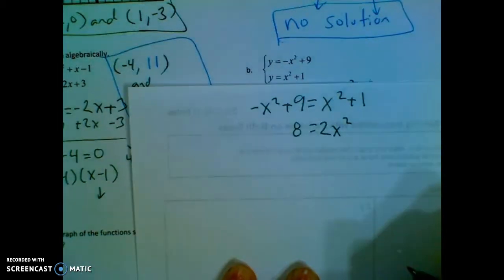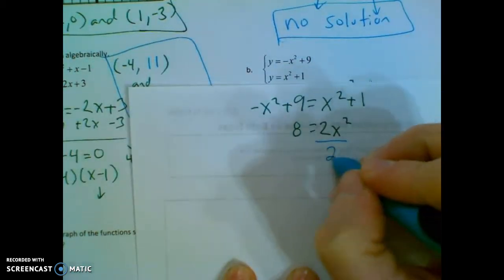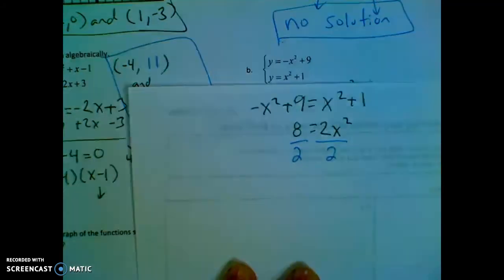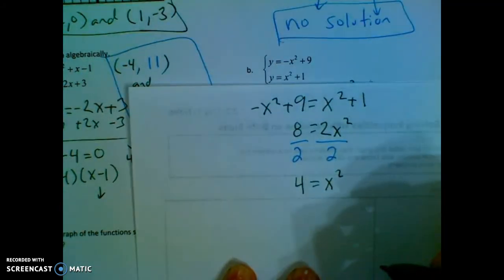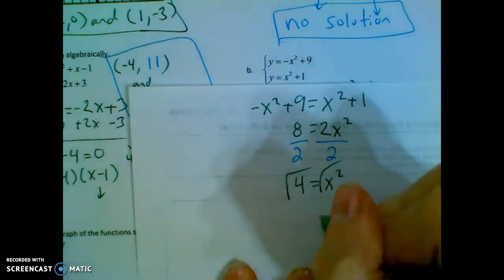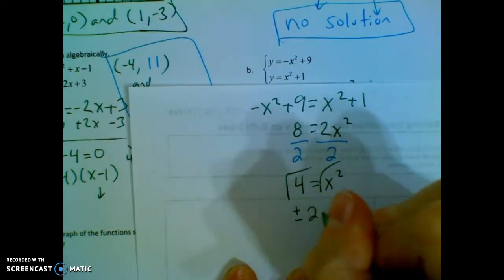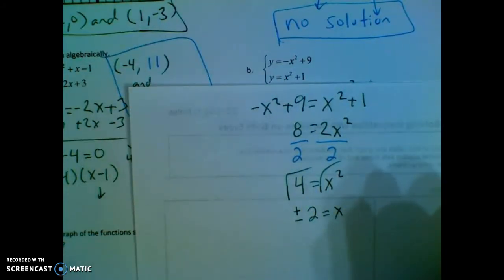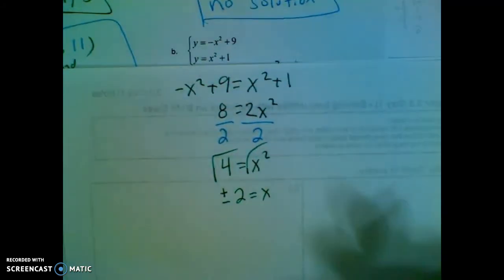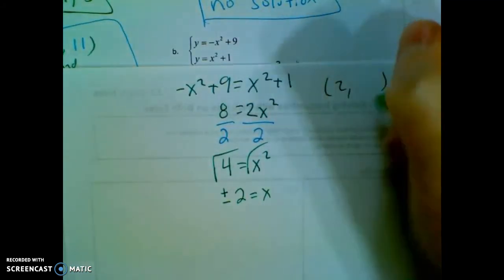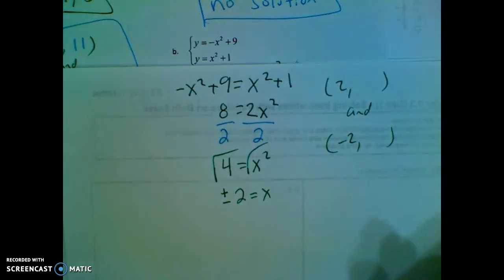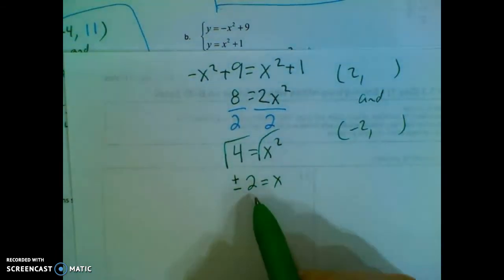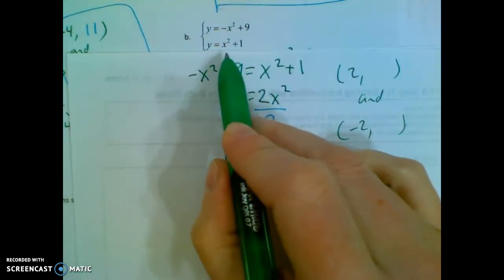So it's already set up very nicely to do the square root method, which is what I'm going to do. I'm going to go ahead and divide by 2 on both sides. That way, I have just x squared left alone. So I'm going to get 4 equals x squared. Square root both sides. I'm going to get positive negative 2 equals x, which means I have half my answers. So one answer is 2 comma something, and one answer is negative 2 comma something. To figure out those comma somethings, just take positive 2 and negative 2 and plug it back into either equation.